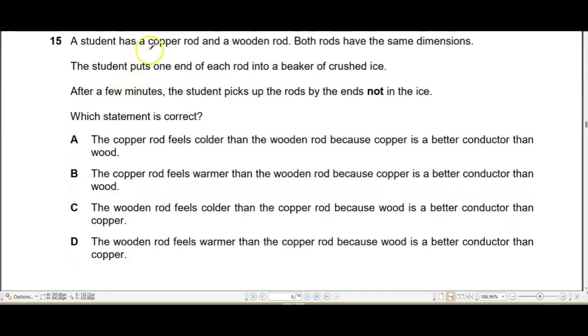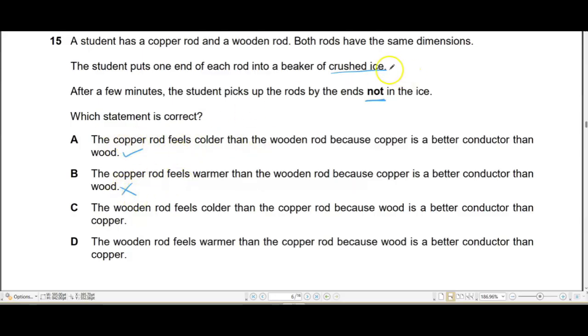Question number 15. A student has a copper rod and a wooden rod. Both rods have the same dimensions. The student puts one end of each rod into a beaker of crushed ice. After a few minutes, the student picks up the rods by the ends, not in the ice. Which statement is correct? The copper rod feels colder than the wooden rod because copper is a better conductor than wood. Yes, that is true, because the copper rod and wooden rod are solid, so conduction is the thing that is going to be happening in them. So that is true. The copper rod feels colder.